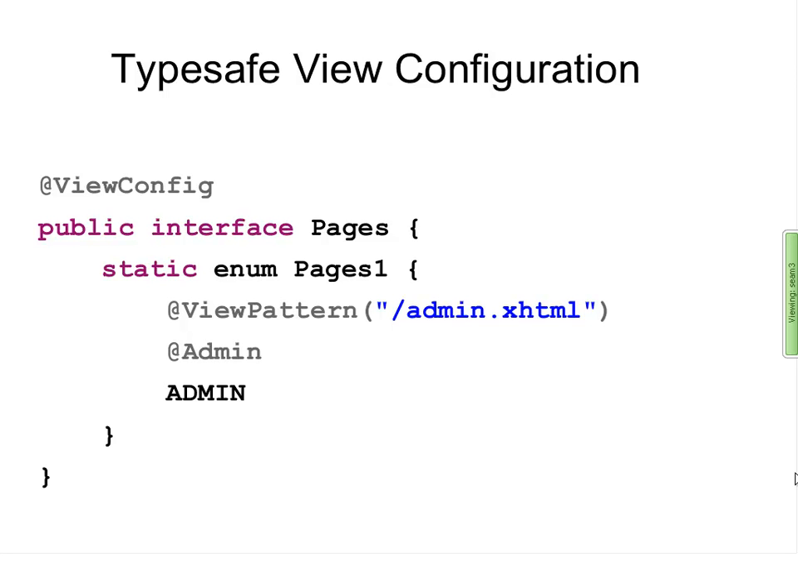In this example, we have a view defined by admin.xhtml, which we want to restrict so that only users with the appropriate admin privileges can view it. To do this, we can use a type-safe security binding. I'll talk about them a little later in the presentation, but for now we just need to know that it's a special annotation, in this example the admin annotation. By placing it on our enum value, we restrict access to the view and only allow admins to access it.